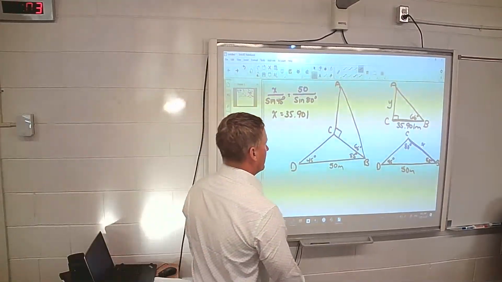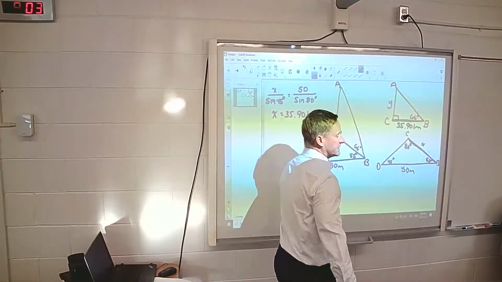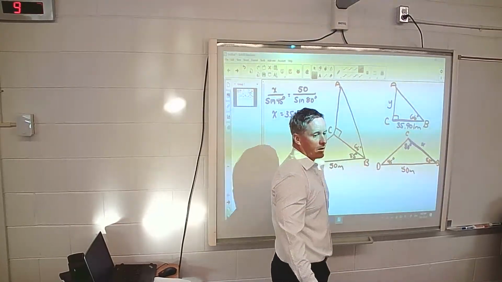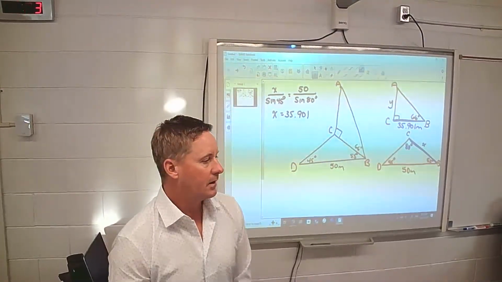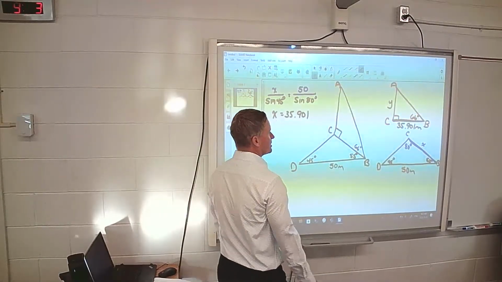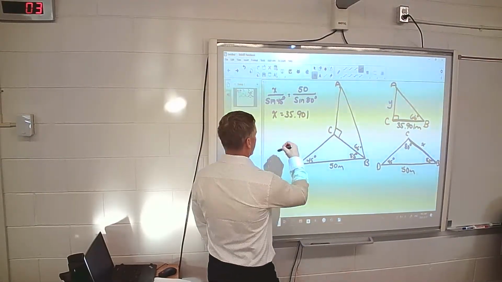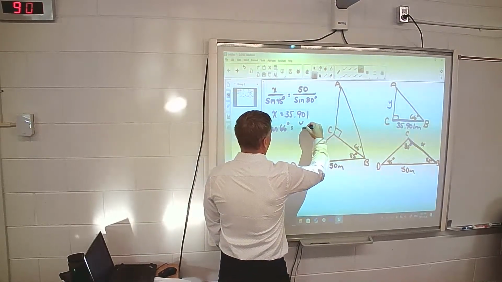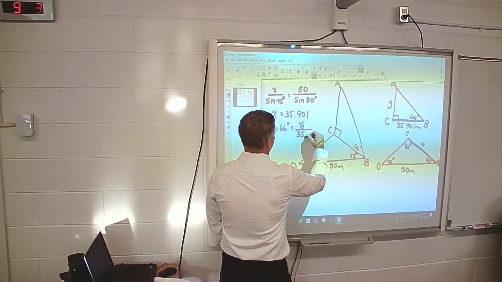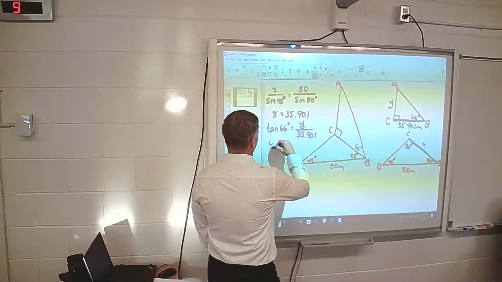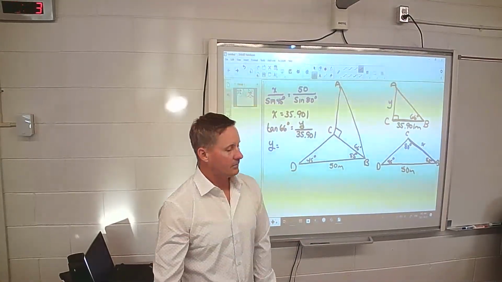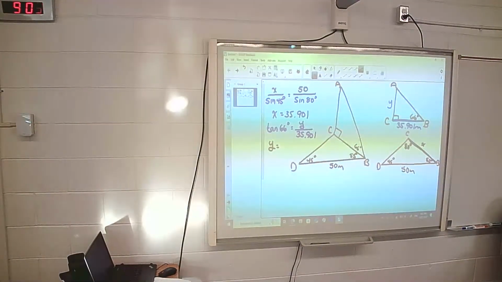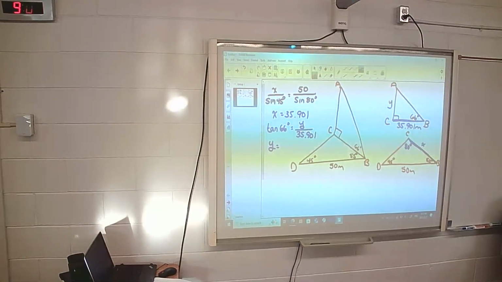So if that's what we're going to do, where is y in relation to 66? Opposite. Where is 35.901 in relation to 66? Adjacent. So which trig function is opposite over adjacent? Tan. Tan 66 equals y over 35.901. y equals. So take that 35.901 that you have left on your calculator and times it by tan 66.